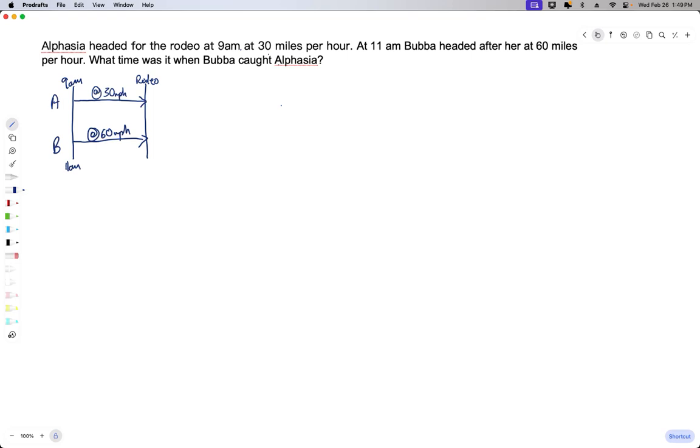So we know their distance is the same because it says they left for the rodeo at the same place. It's assumed it's the same place. Whenever it doesn't tell you, it means they left the same place. Assume they live in the same house. Okay, so the distance of Alphasia is going to be equal to the distance of Bubba, especially since we know that all of these are equal distance problems.